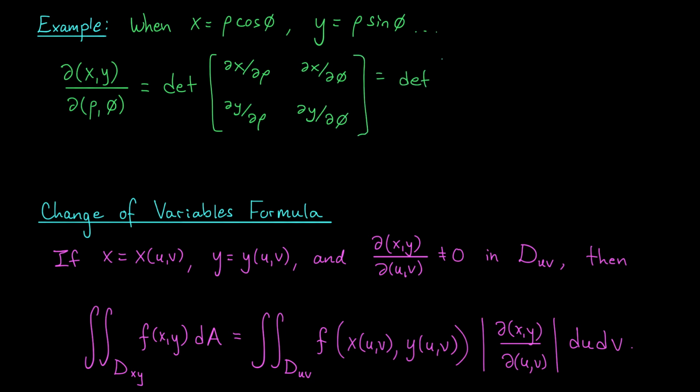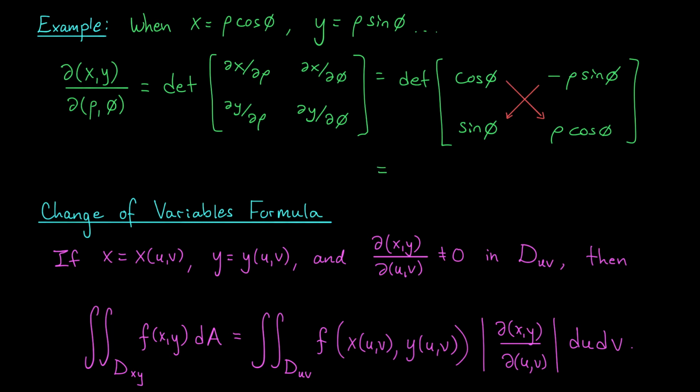I have the determinant of, well, partial x by partial rho is going to be cos phi, partial y by partial rho is going to be sine phi, partial x by partial phi will be minus rho sine phi, and partial y by partial phi will be rho cos phi. I take the determinant by multiplying the cross terms and taking their difference. In this case, our determinant is rho cos squared phi plus rho sine squared phi. And would you look at this? Cos squared phi plus sine squared phi is going to be 1, so our Jacobian is really rho.